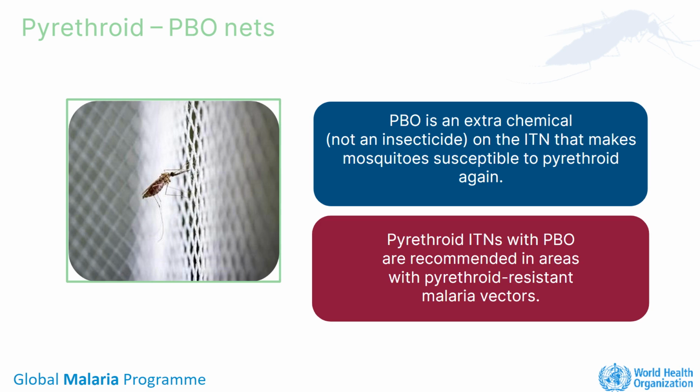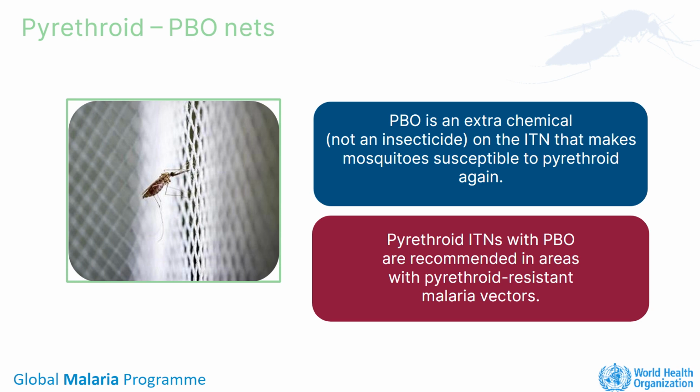By adding the PBO to ITNs, researchers have shown that the nets are more effective than standard ITNs in areas where metabolic pyrethroid resistance is present. WHO recommends that pyrethroid PBO nets be used where the malaria vectors are resistant to pyrethroids. Regular ITNs can be used in all other areas. All ITNs for which an impact on malaria has been demonstrated contain pyrethroids.